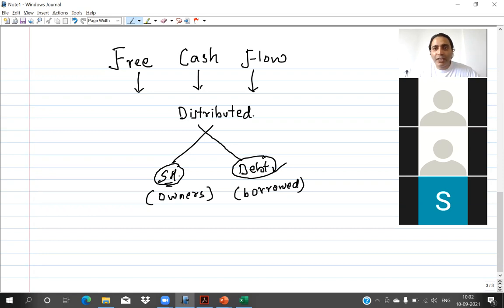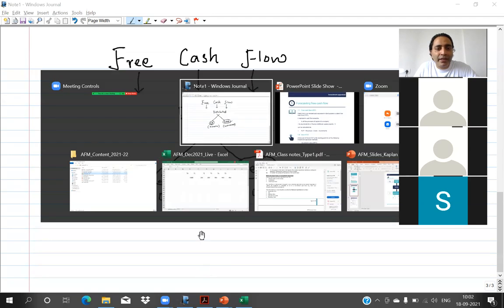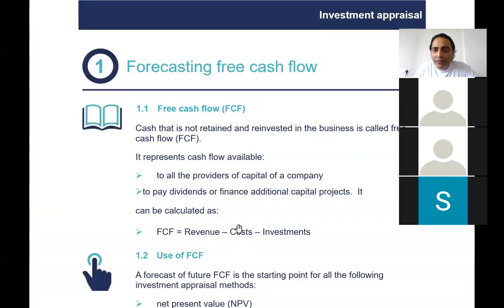Clear concept? What is free cash flow? Now, if you look at the formula, it is revenue minus costs minus investments. The assumption here is all the revenues and all the costs will be concluded in cash. Matlab revenue jo hai wo pura milega aapko. You are going to receive every penny of your revenue. There will be no bad debts. And expenses, you are going to pay to your suppliers. You are also not going to do any bad debts for anyone.